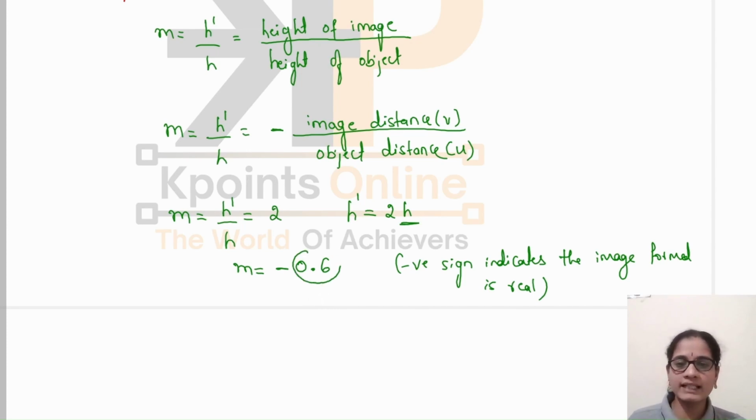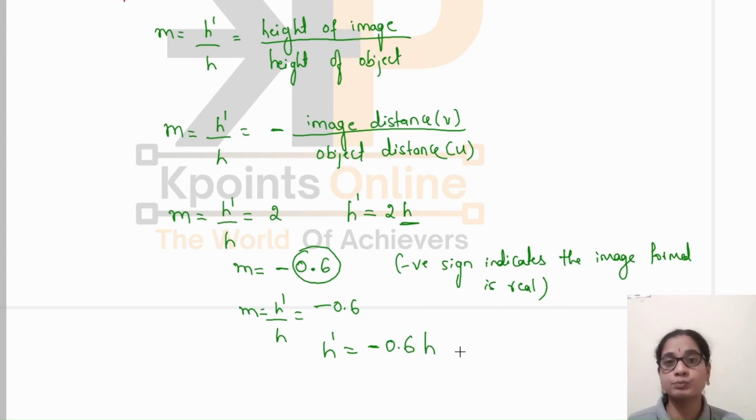And you can observe the value here. It is 0.6. Means the height of the image is 0.6 times that of the height of the object. 0.6 indicates that the image is diminished. It has a smaller size when compared to the height of the object.